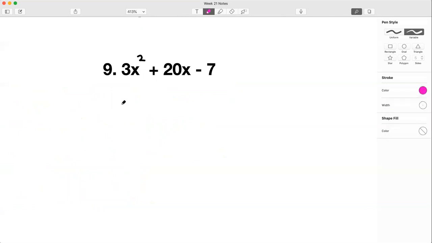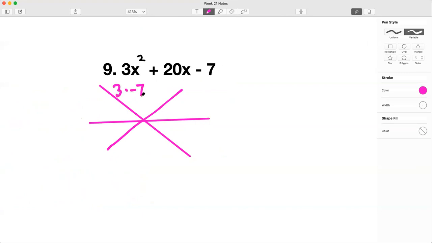So this one, you have to use the star method. So I'm going to create my star. And then I'm going to put a times c on the top here. So that's 3 times -7, which is -21. And then my b goes down here, which is 20. And then a is 3, goes up top here and over here. So what two numbers that multiply to 21 have a difference of 20? Because it's negative, we're looking for a difference.